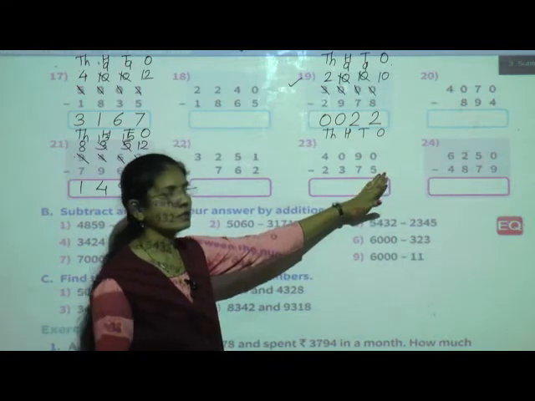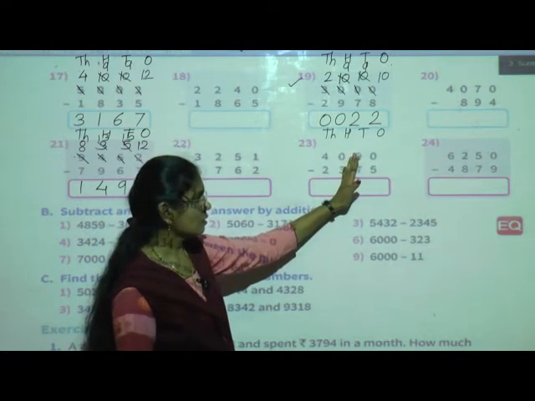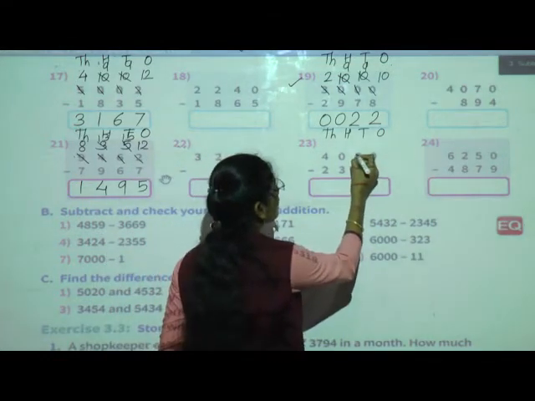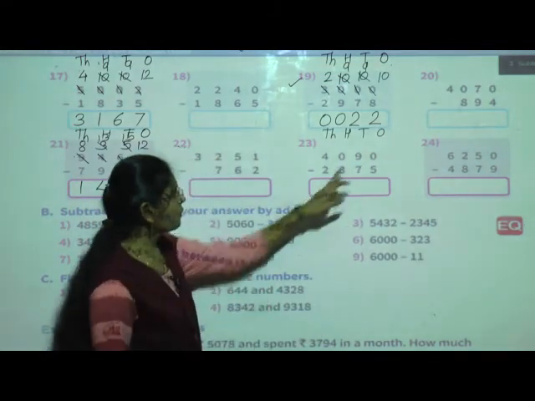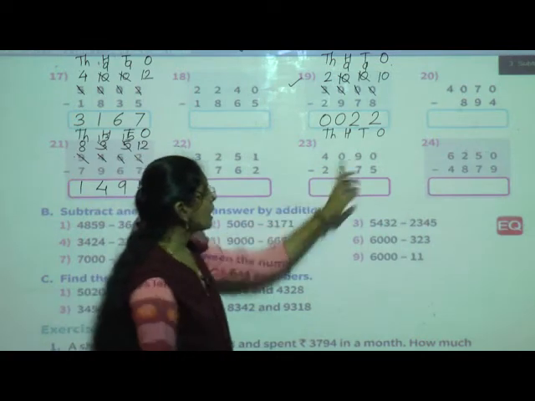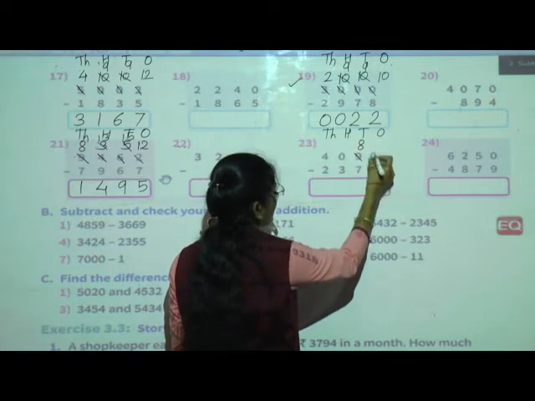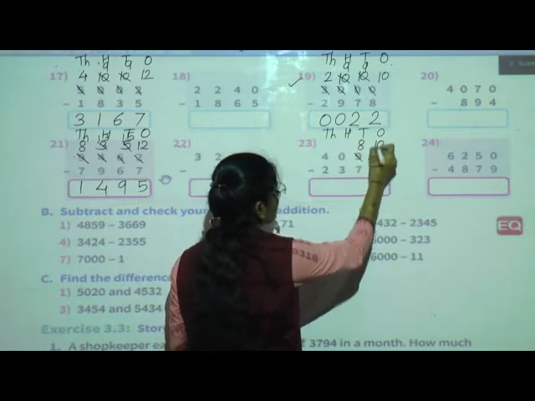Then what to do? Yes, we will go to the next place. Okay, tens place. Now this tens is having 9. Okay, so we will take one borrow from this 9. So just cut the 9. 9 minus 1 is equal to 8 and here 0 will become 10.